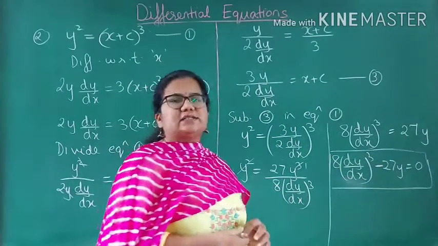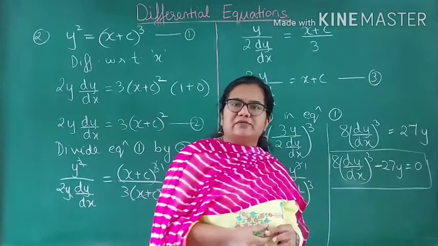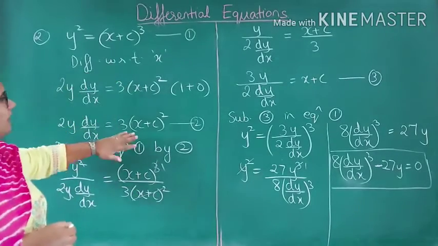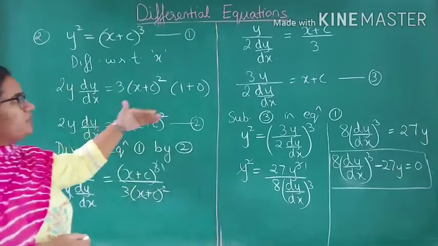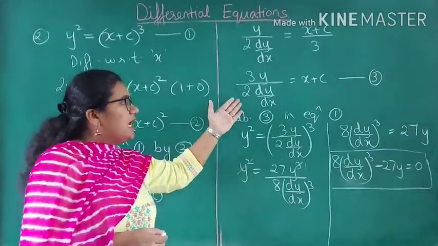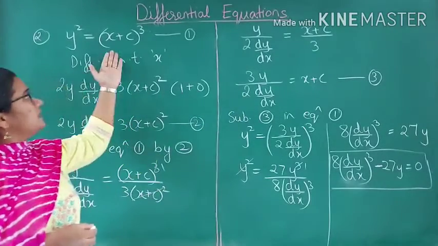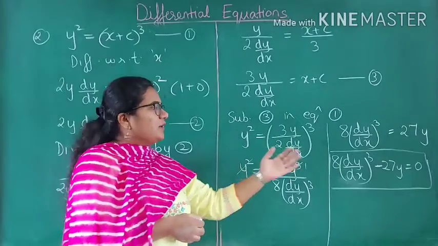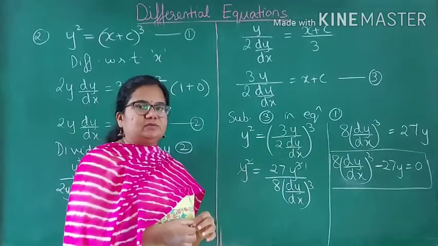The arbitrary constant has been eliminated and you have got a differential equation. So understood? Here we first differentiated, then we divided both the equations. From there we get the value of x plus c. I substituted the value of x plus c in the original equation. That eliminates the constant c and you get the differential equation.